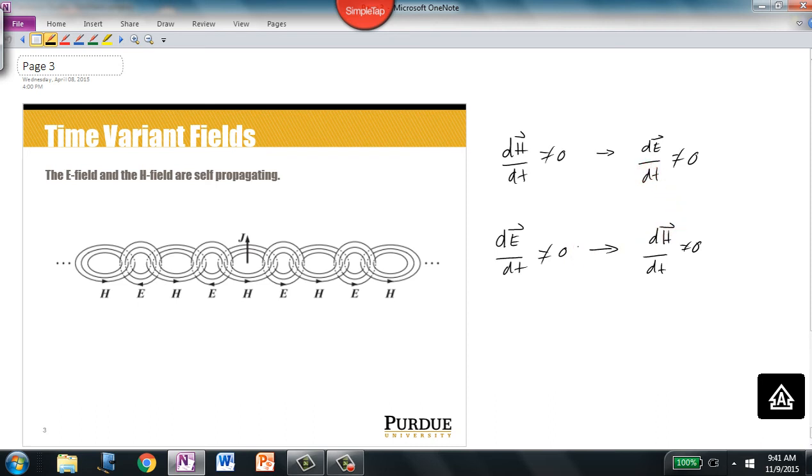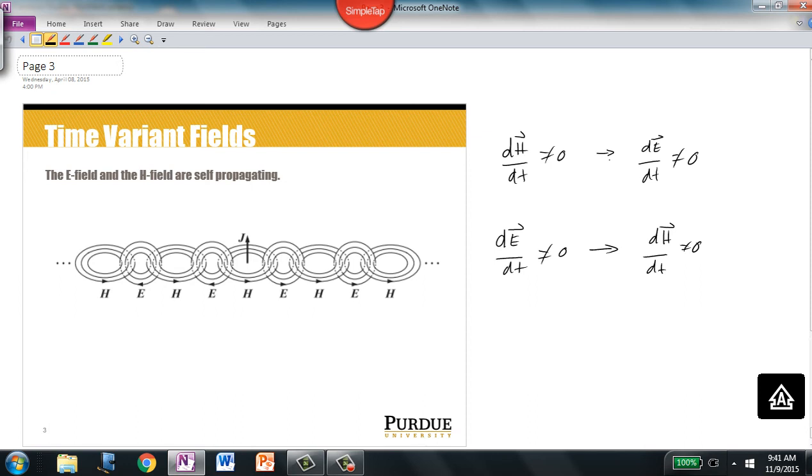And that's exactly what happens with electromagnetics. It's a really, really interesting result. All we have to do is create a time-variant electric field. That will, through Ampere's law, create a time-variant magnetic field. That time-variant magnetic field, in turn, through Faraday's law, creates a time-variant electric field, which through Ampere's law creates a time-variant magnetic field, right? You kind of see what's happening here.